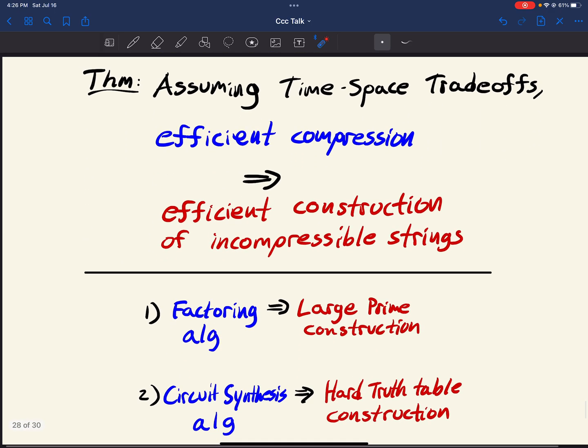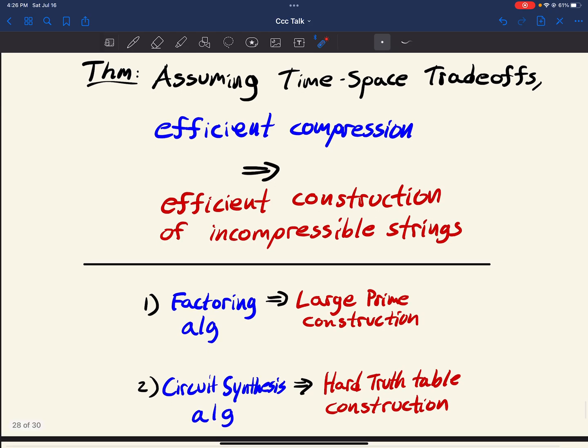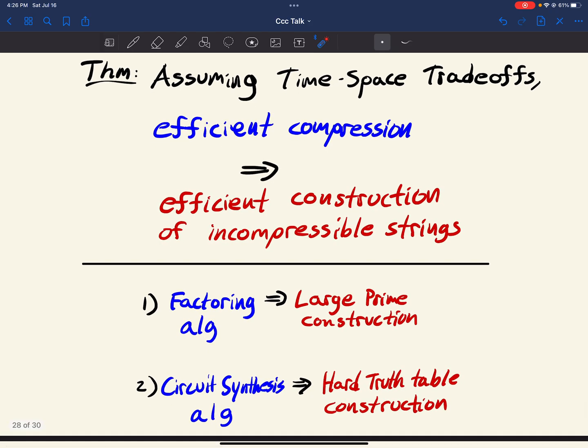With these examples in mind, what we get is that, assuming time-space trade-offs of the kind I mentioned before, efficient compression implies efficient construction of incompressible strings. What do I mean by that? Let's apply that to each of those two examples. Both of these points 1 and 2 assume time-space trade-offs. An efficient factoring algorithm implies an efficient large prime construction algorithm. And for the second one, an efficient circuit synthesis algorithm, so an algorithm that finds small circuits for a truth table or tells you that none exist, implies a hard truth table construction, so circuit lower bounds for E.